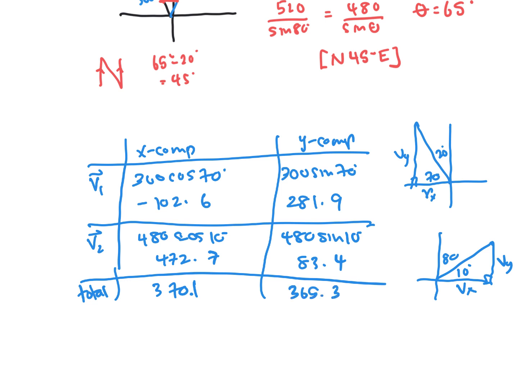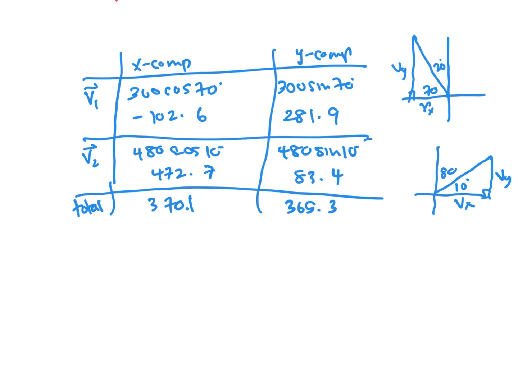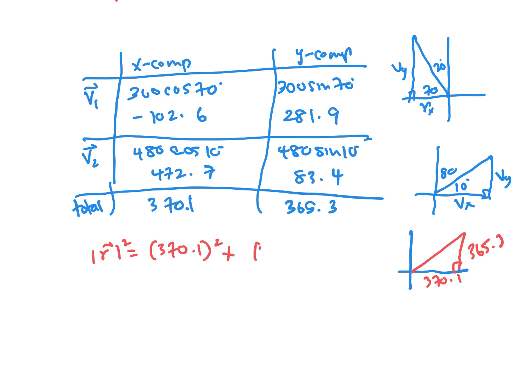So you can see that both x and y components total are positive. That means that the resultant is going right 370 and up 365. And so we've created a resultant triangle that is a right angle triangle, so we can use Pythagorean theorem with the resultant components to determine the magnitude. And that works out to be 520, which confirms our answer using tip to tail.